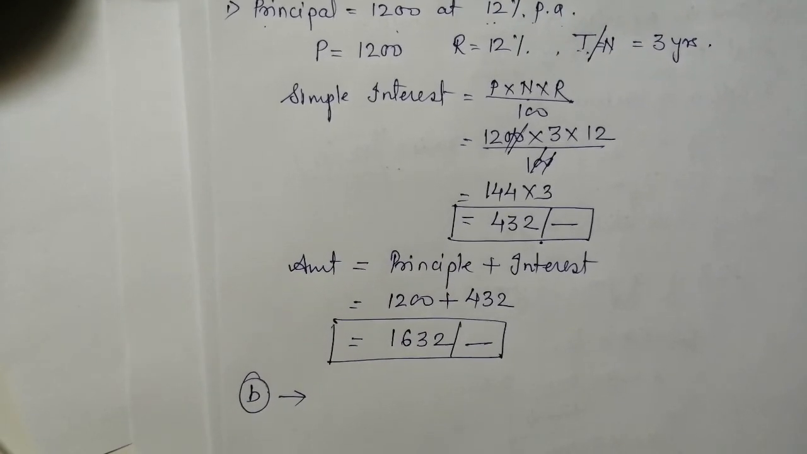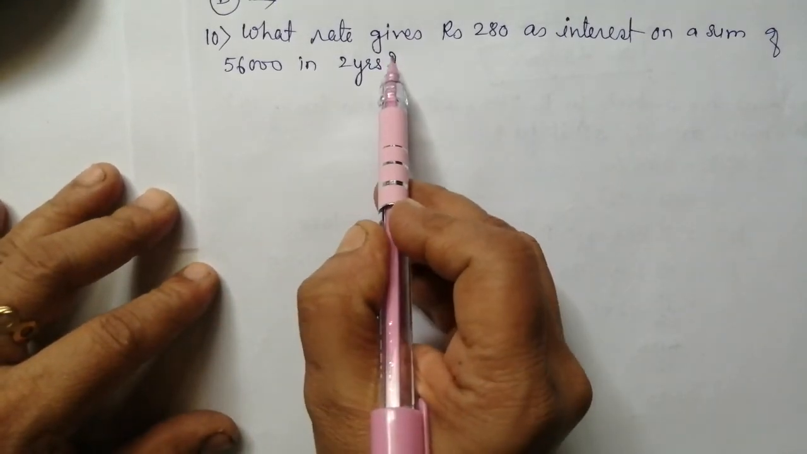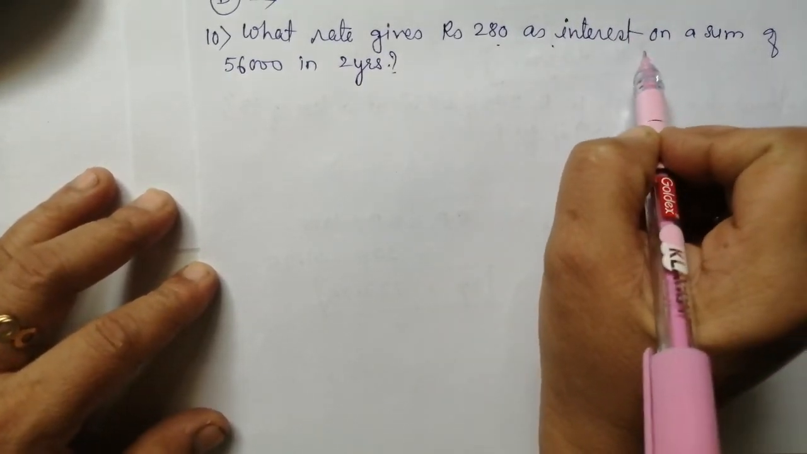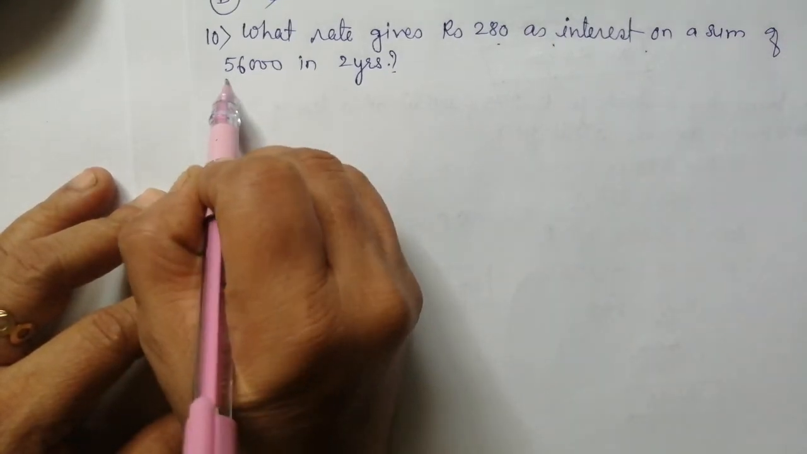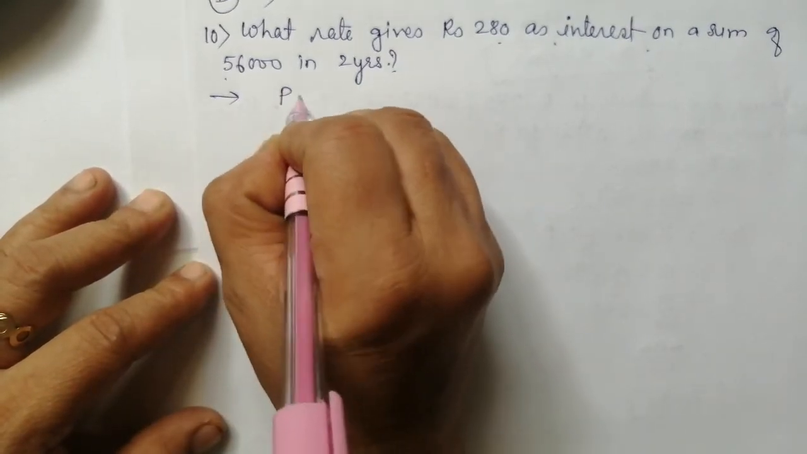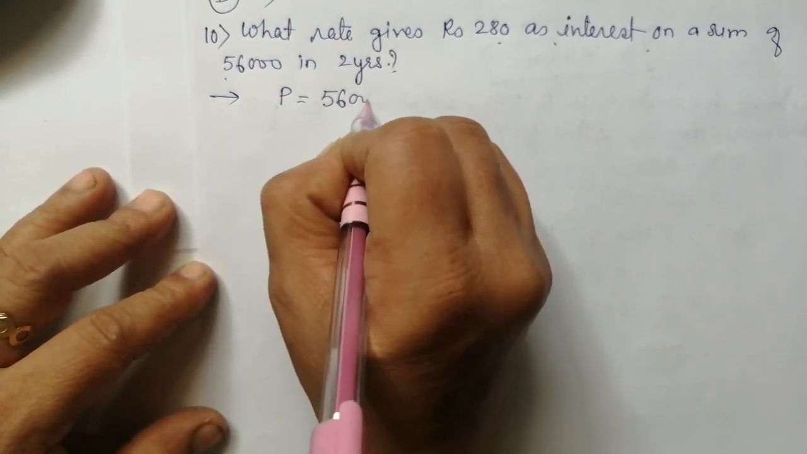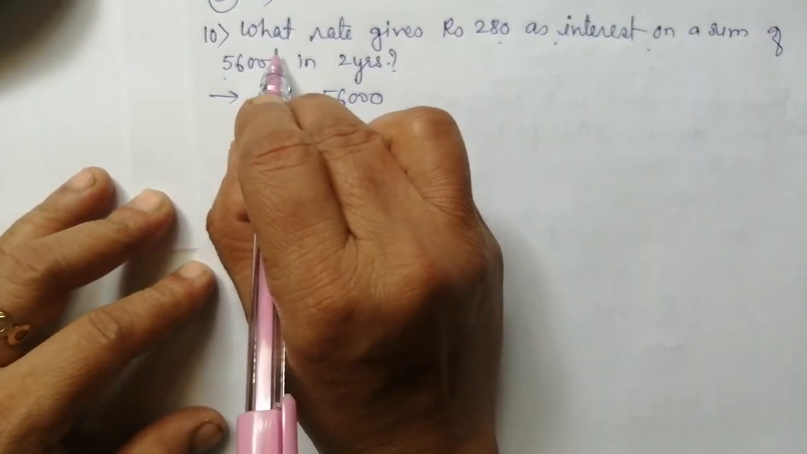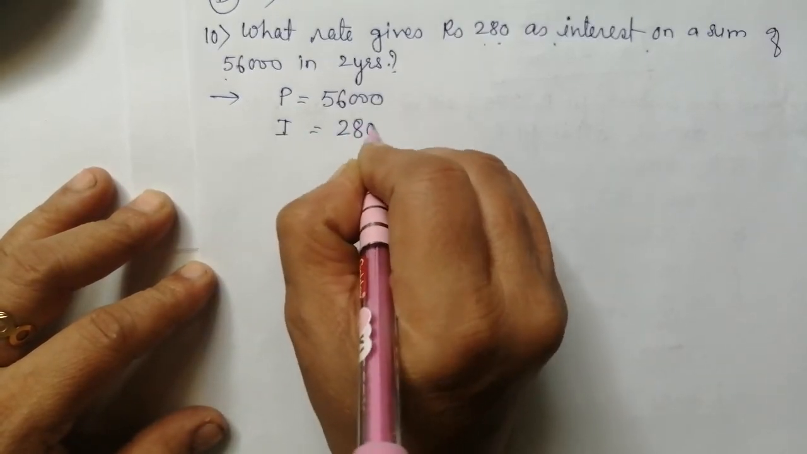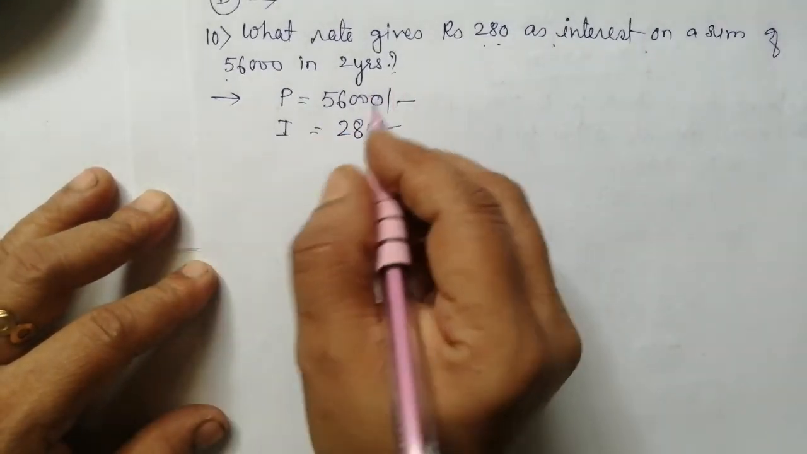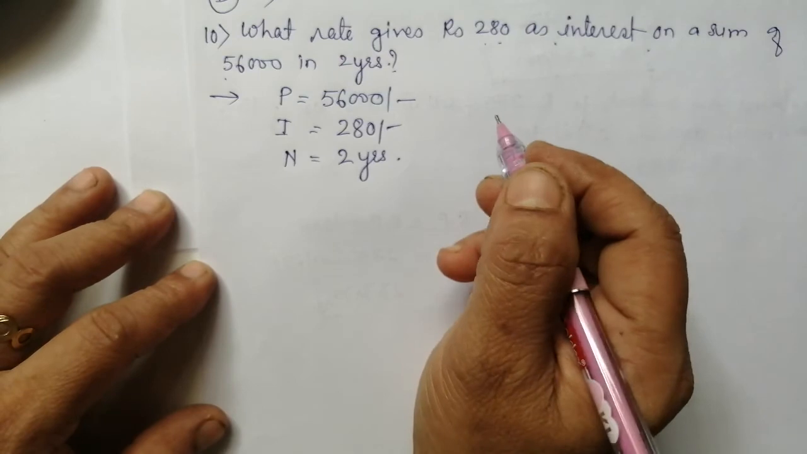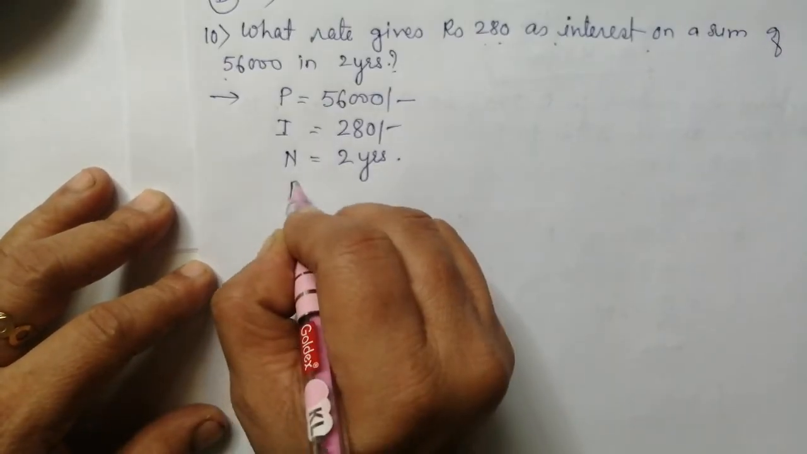We will start with the 10th. What rate given rupees 280 as interest on a sum of 56,000 in 2 years? Means here principal is given 56,000. Then here interest I is given to you, that is 280 rupees, and the year, that is N or T, is given as 2 years. Here you have to find out rate, that is R.